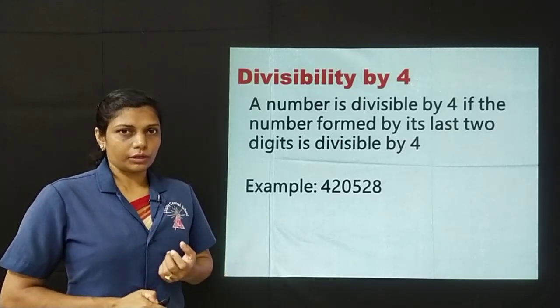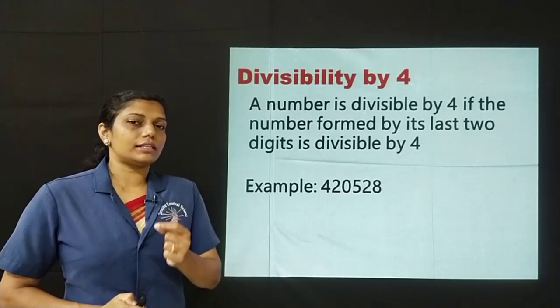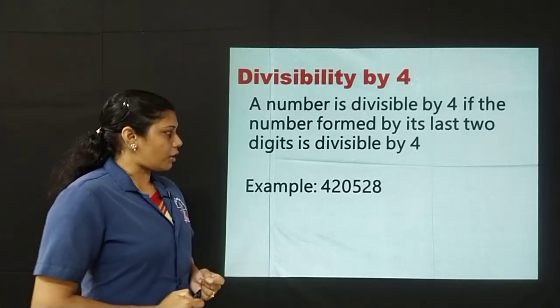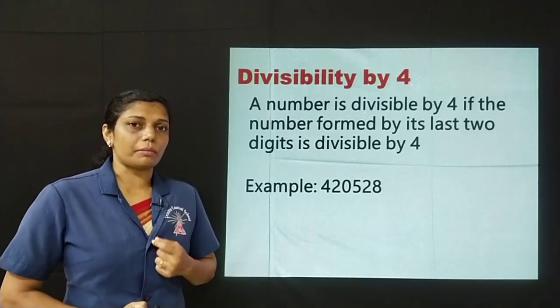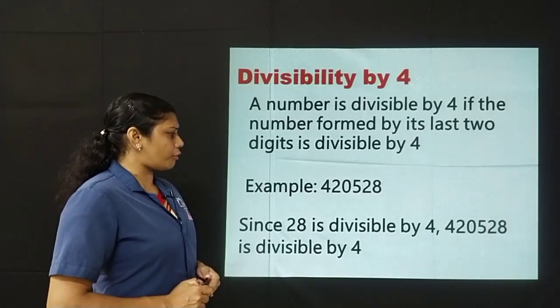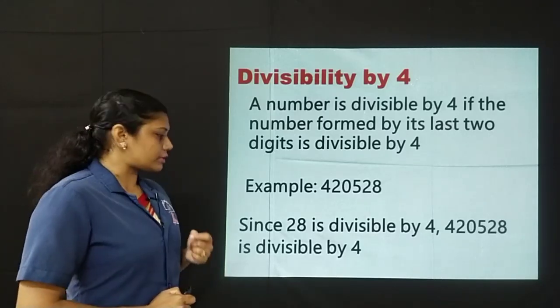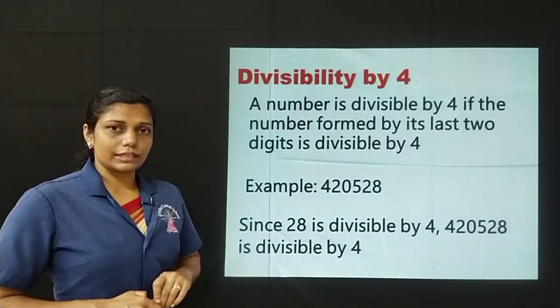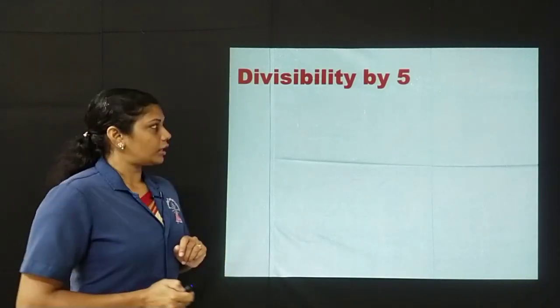Let us see an example. 4,20,528. Okay, this is a big number. Just looking at it, I can tell that it is divisible by 4 because the last 2 digits, that is 28, is also divisible by 4. Since 28 is divisible by 4, 4,20,528 is also divisible by 4. Is it clear, children?